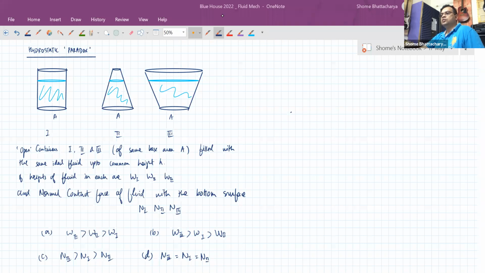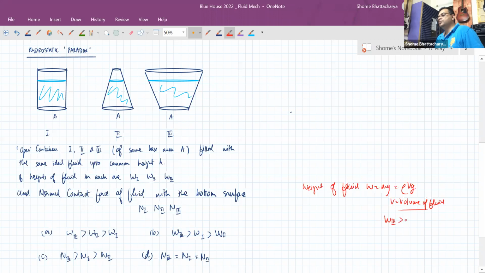So to think along the lines of what I'm saying, the weight of liquid in a container should be equal to what? mg. So m should be equal to the density of fluid into volume of fluid, into g. V is the volume of fluid. So by this logic, you can definitely see what is happening. Volume of fluid is maximum in the third container, minimum in the second container. So weight in the third should be maximum and weight in the second should be minimum. So this option definitely should be correct.